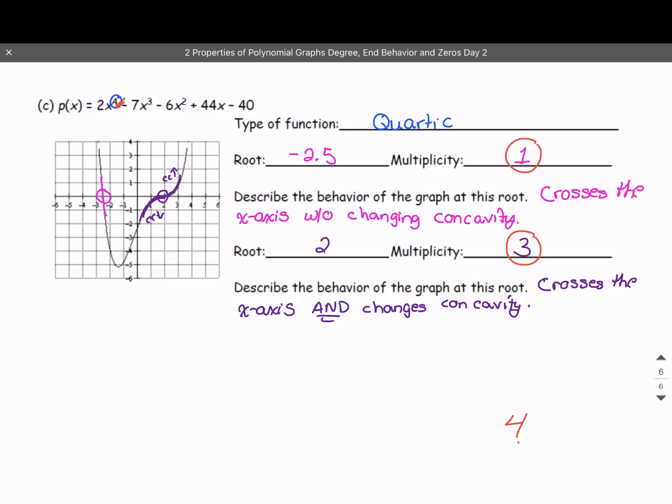All right, so we're going to stop here. We learned a lot today. We were looking at polynomial functions. We're looking at left-end behavior, right-end behavior. We're looking at all the roots and the zeros, and we're determining how many times those roots occur by looking at the graph. Is it a root of multiplicity 1, a root of multiplicity 2, or a root of multiplicity 3?